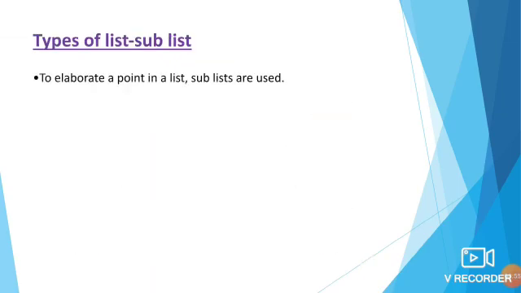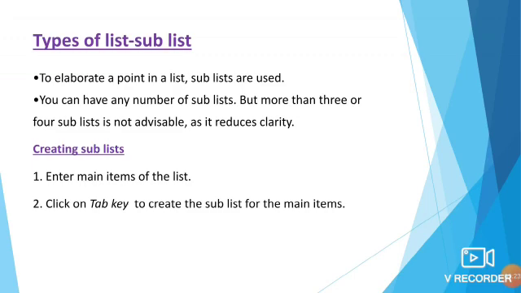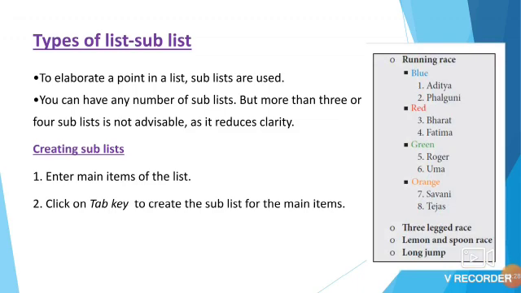Next we are going to see the types of list, that is nothing but sublists. If you are going to elaborate a point in a list, sublists are used. You can have any number of sublists, but more than 3 or 4 sublists is not recommendable, because it will reduce the clarity. How to create a sublist: you have to enter the main items, and click the tab key for the sublist items. For example, here they have the events: running race, three-legged race, lemon and spoon, and long jump.